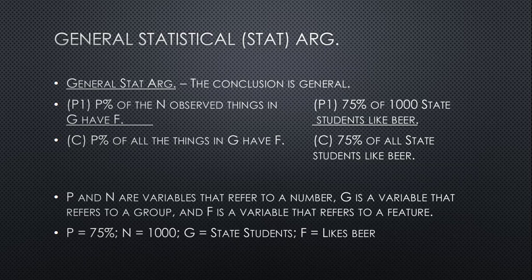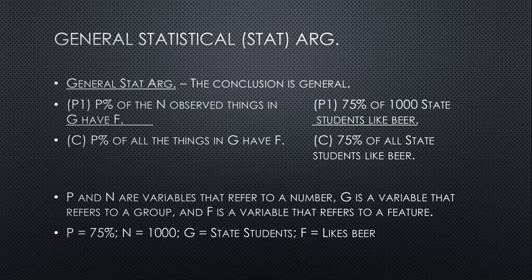And here G is a variable that refers to a group. So I observed a certain number of things in a particular group, particular members of that group, and I found that they have this feature. F is a variable that refers to a feature. Therefore, the conclusion, this same percentage of all the things in G have F.